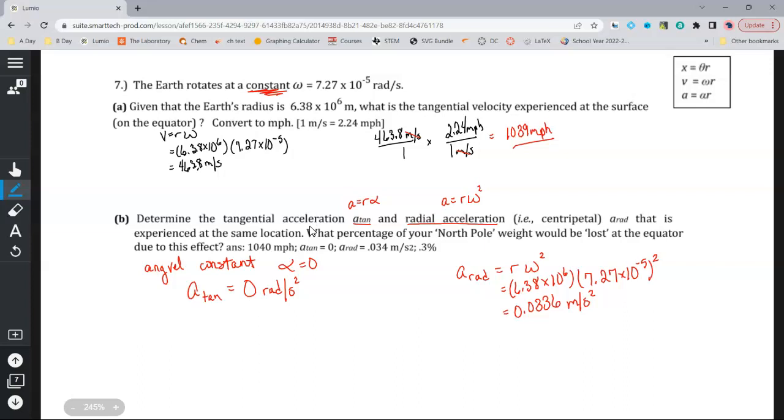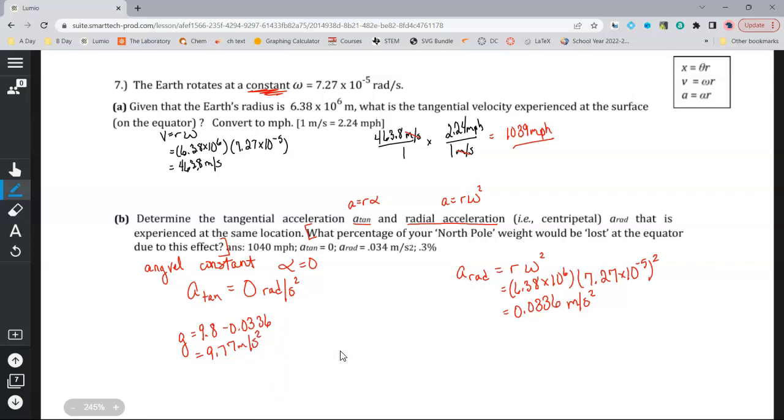So then we say, okay, what percentage of your North Pole weight would be lost at the equator due to this effect? So what are we looking at? Well, instead of g being 9.8, our g is going to be 9.8 minus that 0.0336. So that's going to be about 9.77 meters per second squared.